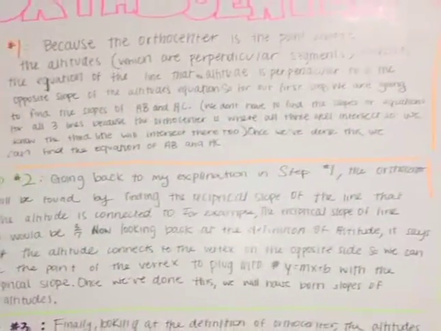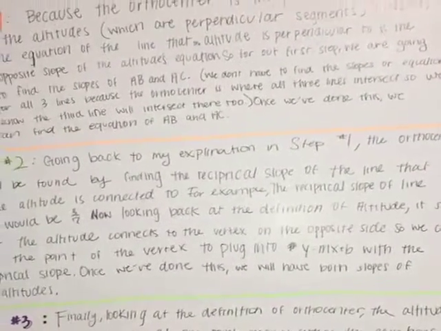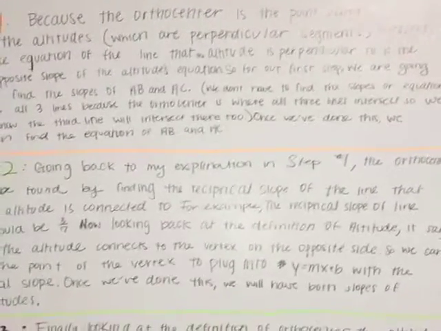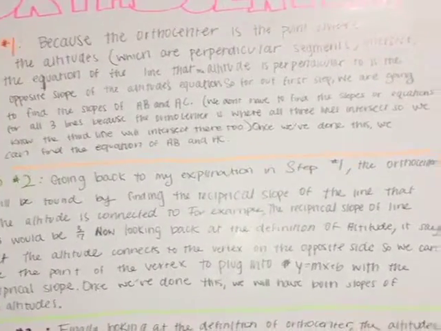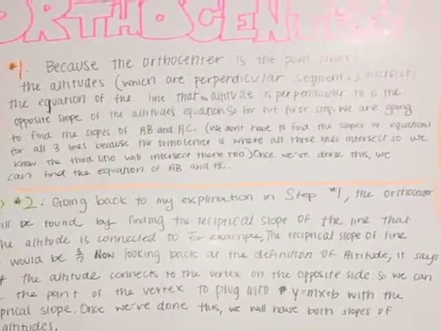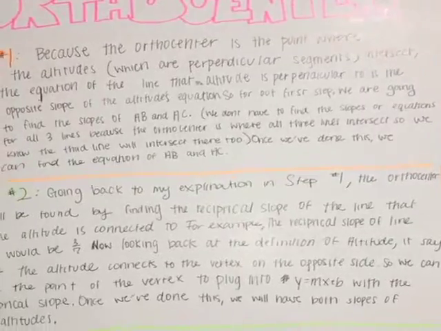So for step 1, we are going to try to find the equations of the lines that the altitudes intersect. Because the orthocenter is the point where the altitudes, which are perpendicular segments, intersect, the equation of the line that the altitude is perpendicular to is the opposite slope of the altitude's equation.